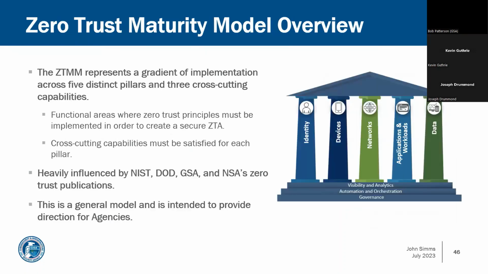So just to orient everyone to the model itself, we laid it out into the vertical pillars you see here for identity, devices, networks, applications and workload, and data. And you'll see at the bottom of this graphic that we have visibility, analytics, automation, orchestration, as well as governance.